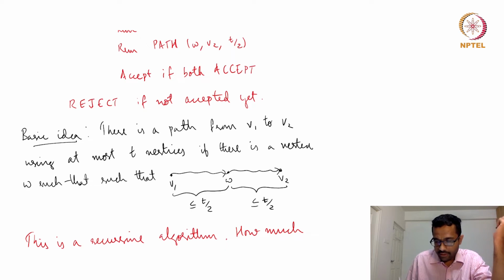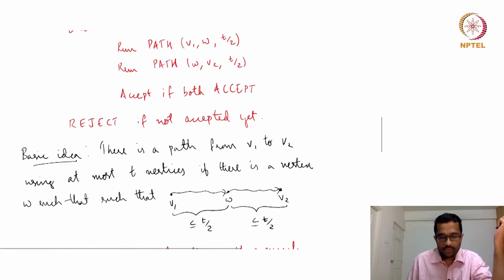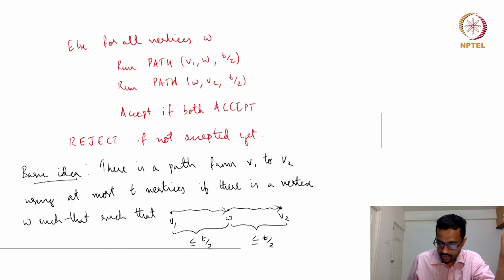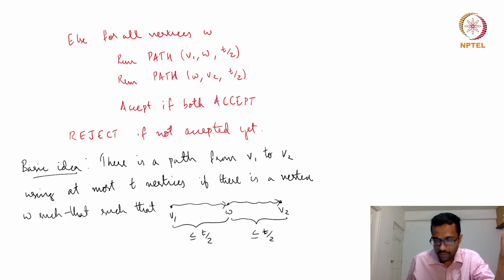So now what is the midpoint w? We do not know. So to figure that out, what we do is we just try out all possible w's, right? So remember, we are in the space bounded setting and we are trying to get a deterministic space bounded machine. So we just try out all possible w's and call the subroutine path again, for v1 w t divided by 2 and w v2 t divided by 2, right? So v1 to w is there a path, w to v2 is there a path, and if both of these are there, then you accept.